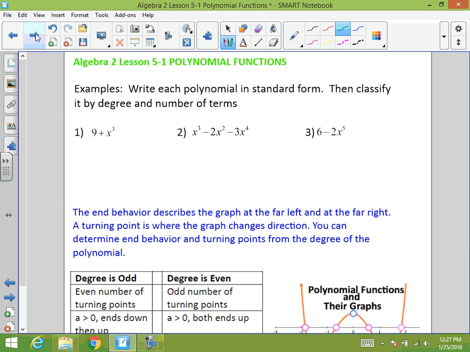So here we have number 1, 9 plus x to the third. 9 plus x to the third is not written in standard form because we need to have the largest degree of the variable coming first, because you want to write them in descending order. So x to the third would come before x to the second, which comes before x to the first. We have no other x's, so x to the third comes first, and then it's plus 9. It is 2 terms, so this happens to be a cubic binomial.